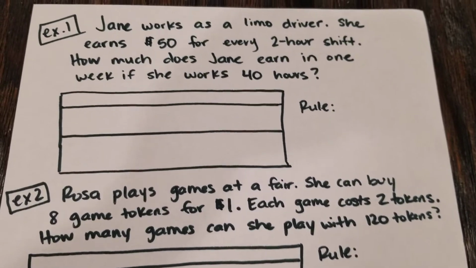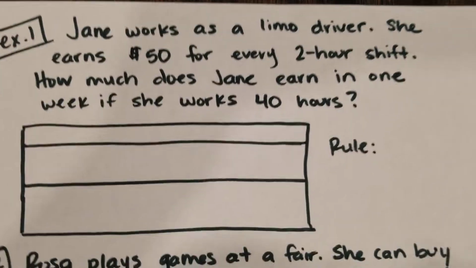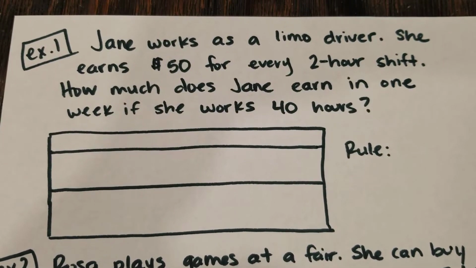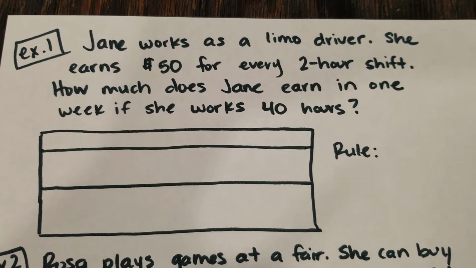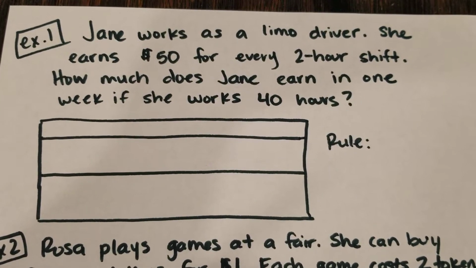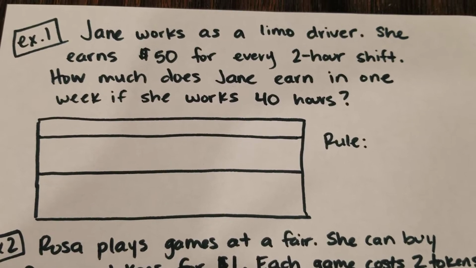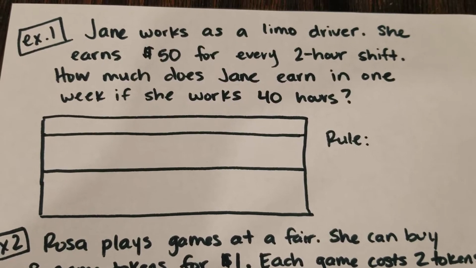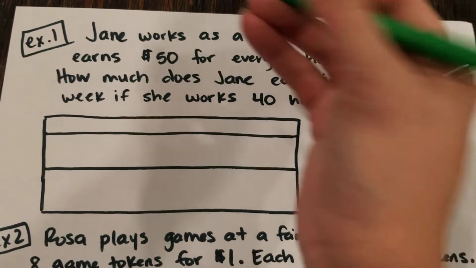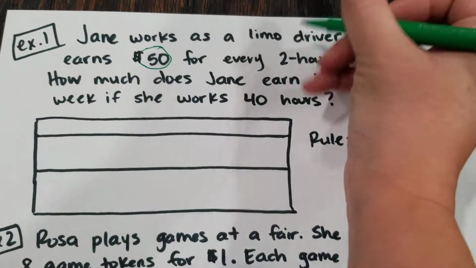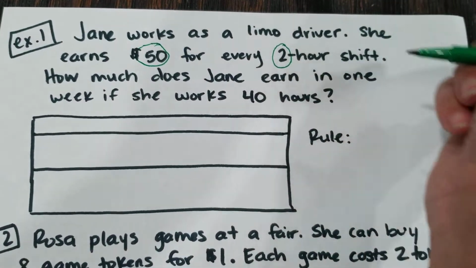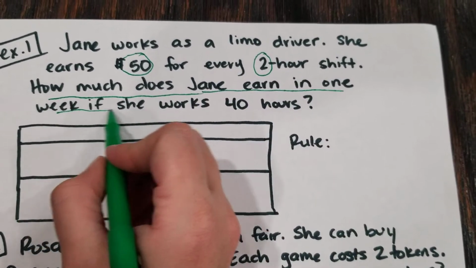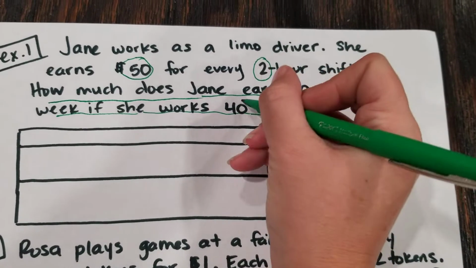Okay, let's go up here to example 1. It says, example 1, Jane works as a limo driver. She earns $50 for every 2-hour shift. How much does Jane earn in 1 week if she works 40 hours? All right, so we got lots of numbers in here. We've got $50. We've got 2-hour shifts. And then our question wants us to find out how much money she'd make if her shifts equaled 40 hours.